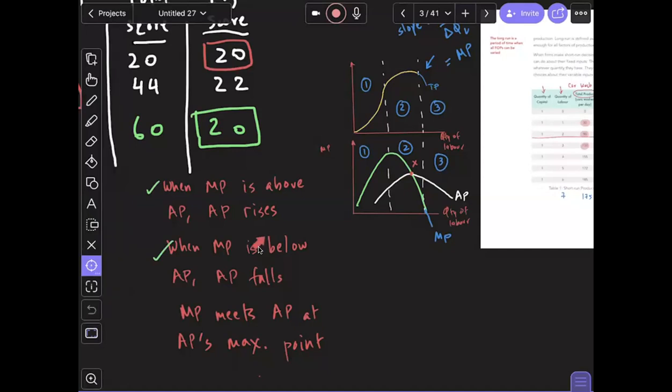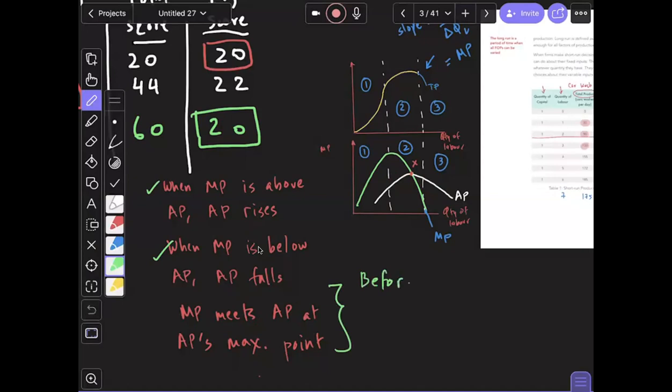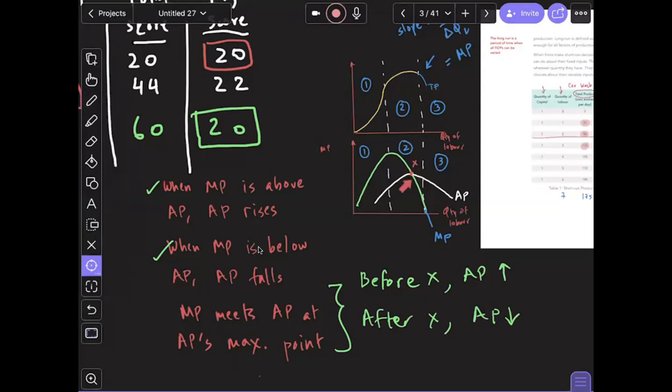But what about the third point? When MP meets AP at AP's maximum point. Why is it that when MP meets AP, it's AP's maximum point? The answer is that before X, AP was rising. After X, AP is falling. So at X, AP must be maximum. Before this it was going up, after that it was going down. This means this is the point where it must be maximum.